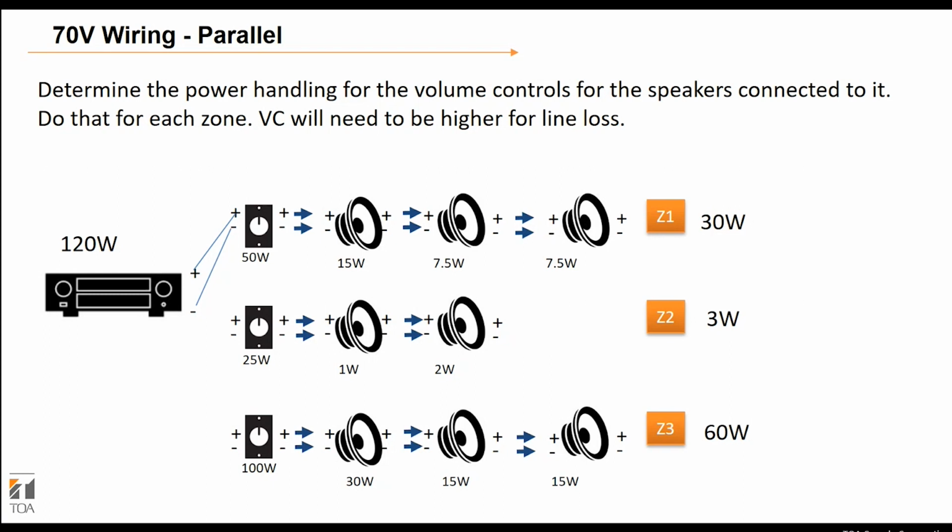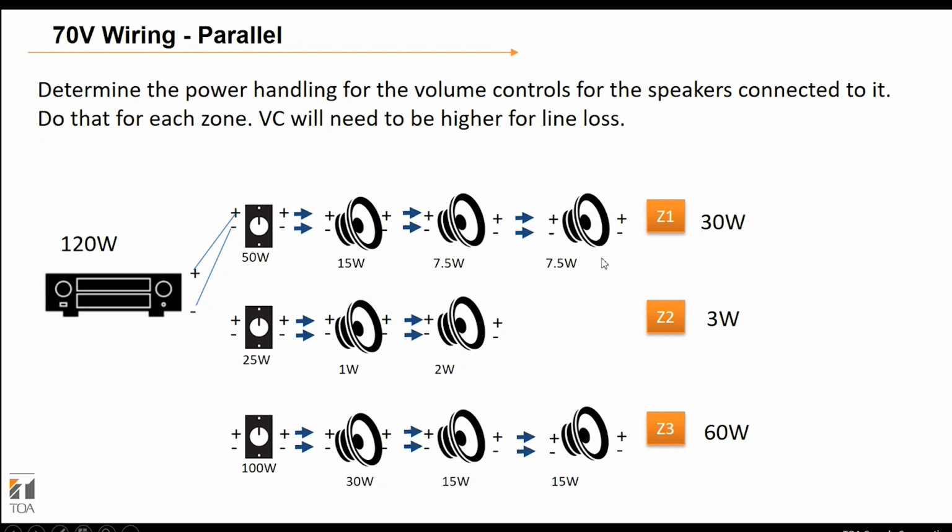So you'll need to determine the power handling for each of the volume controls for the speakers that are connected to it. Like I mentioned, in this case, zone one, we're running 30 watts of power, so we need an attenuator that can do 30 watts of power. In our case, with TOA, it actually wouldn't be a 50-watt attenuator. We don't have one of those, so we would have a 100-watt attenuator on that.